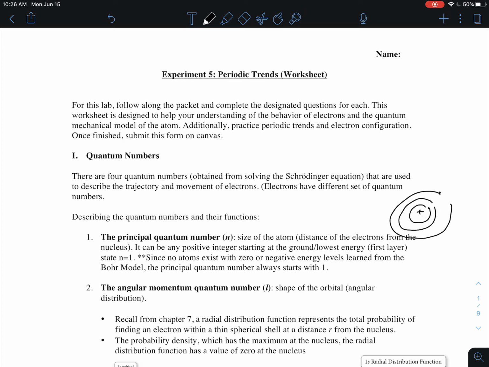So our principal quantum number tells us the size of the atom, because the principal will be the furthest one to the edge of the atom. So that's however big it is. If you have n equal to 3, your atom's going to be bigger than n equal to 2 or n equal to 1.